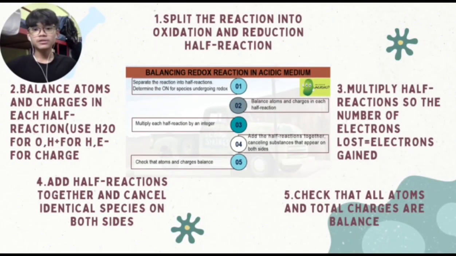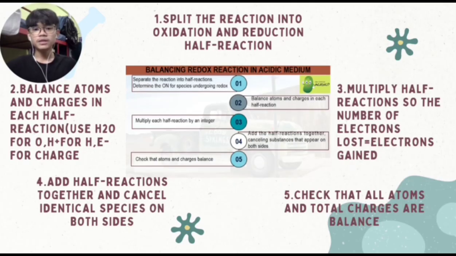Balancing redox reactions in acidic medium. Firstly, split the reaction into oxidation and reduction half-reactions. Second, balance atoms and charges in each half-reaction. Use H2O for O, H+ for H, and e- for charges. Thirdly, multiply the half-reactions so the number of electrons lost equals the electrons gained. Fourth, add the half-reactions together and cancel identical species on both sides. Lastly, check that all atoms and total charges are balanced.